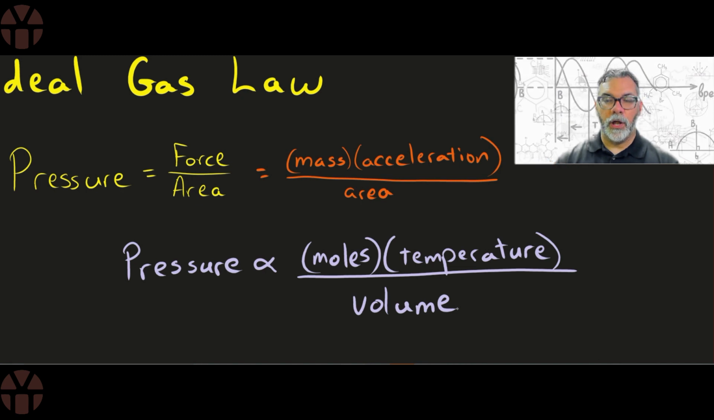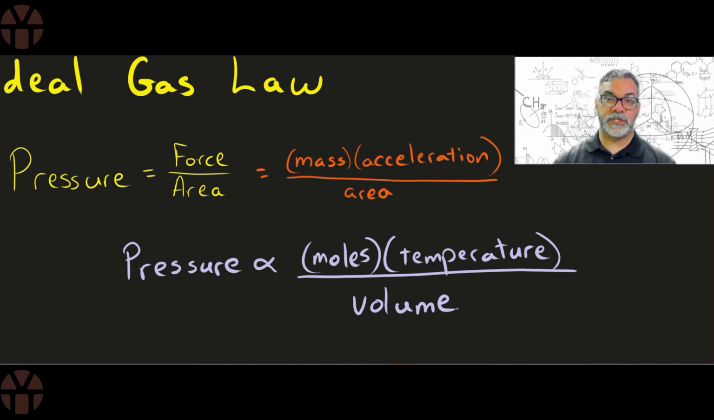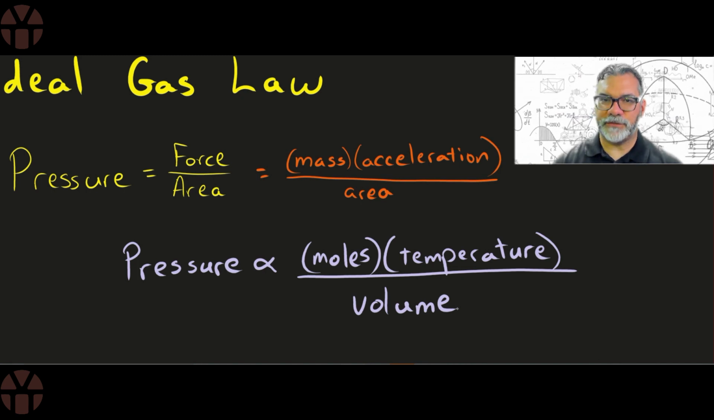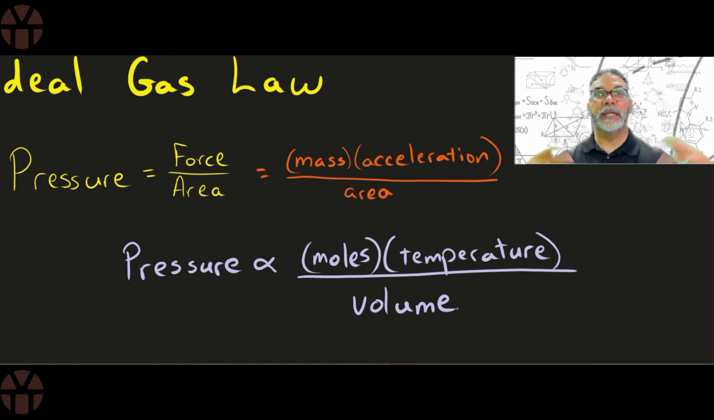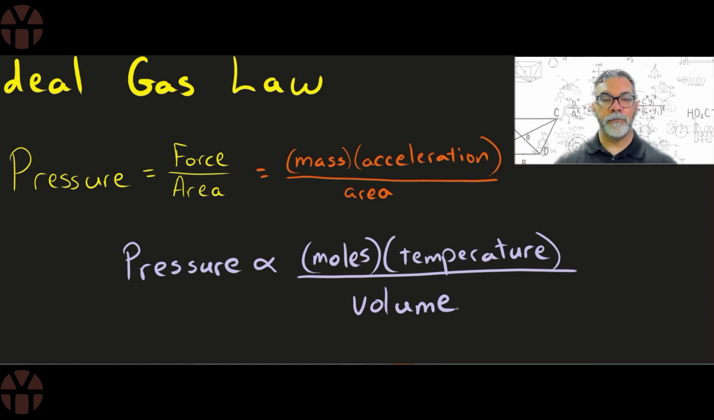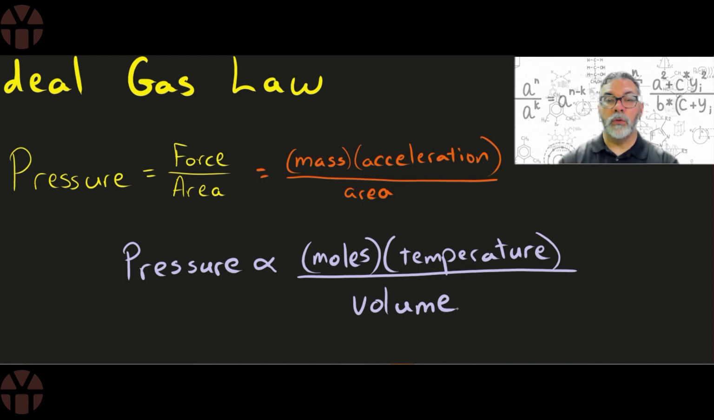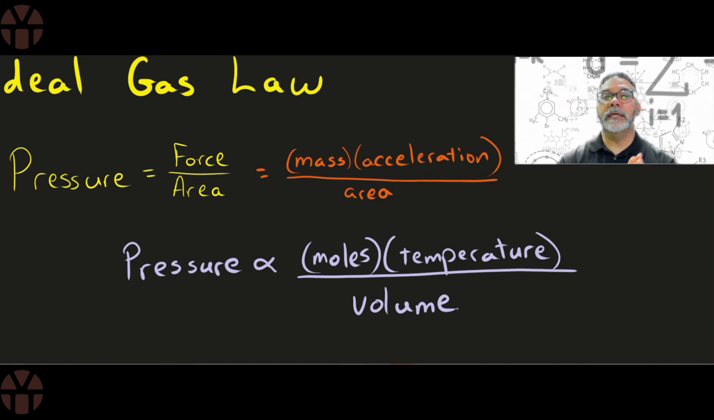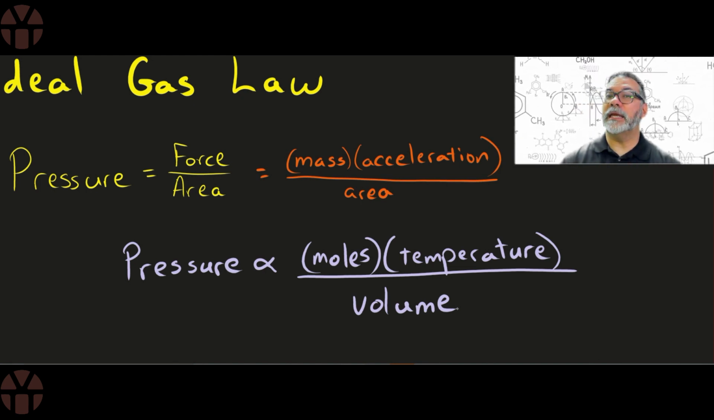The bigger the volume, the lower the pressure. Kind of makes sense. The more space the particles have to spread out, they're going to hit the sides with less force because there's going to be less of them at a particular moment hitting the sides of the container. So, if pressure is related to moles, temperature, and volume, is there a way for us to start setting up equations? And the answer is yes.